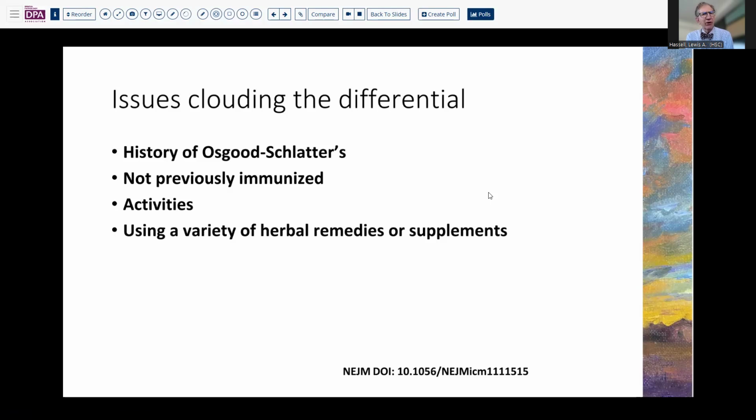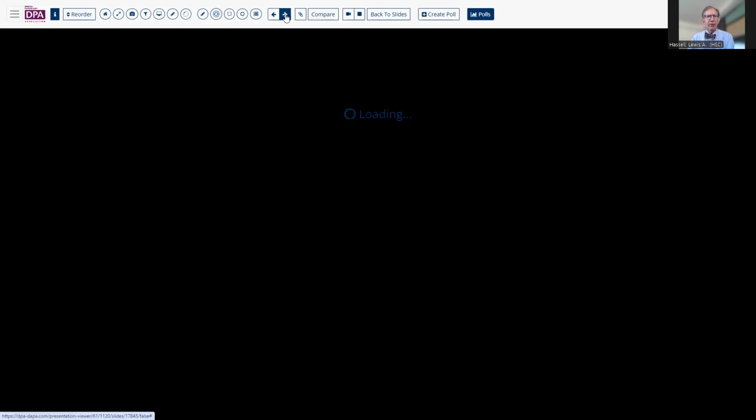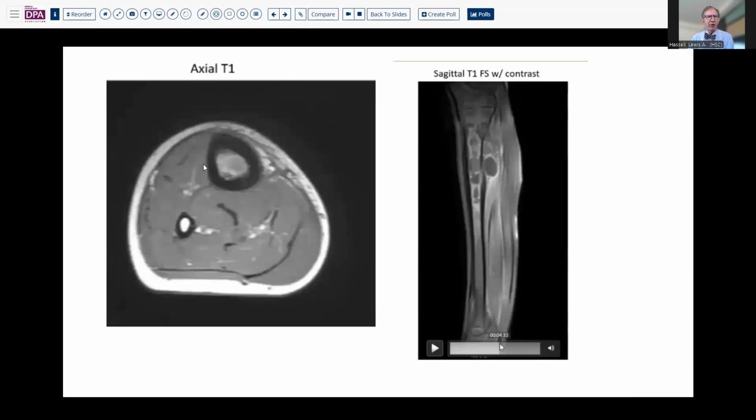So the patient has a history of Osgood-Schlatter disease, which was diagnosed a few years previously. He's not been previously immunized, and he's fairly active. In addition, in his social environment, he uses a number of different herbal remedies and supplements that raise an interesting possibility of other considerations.